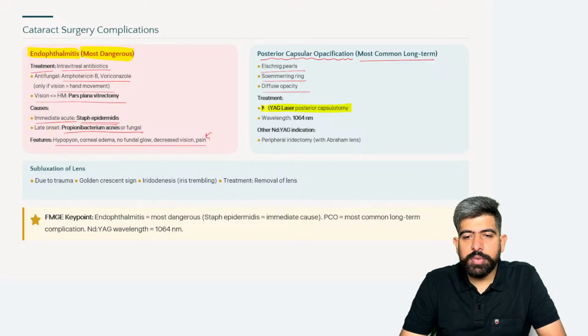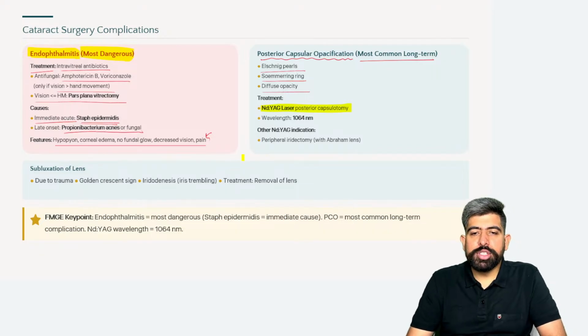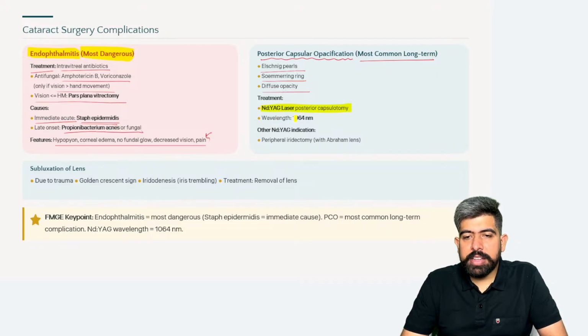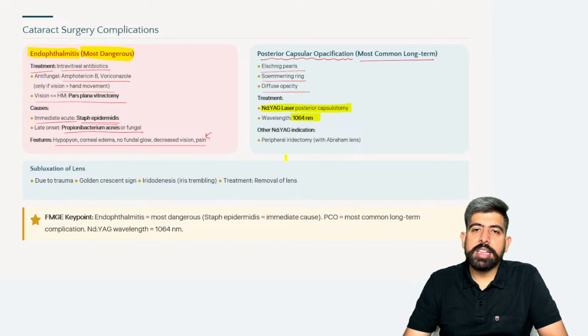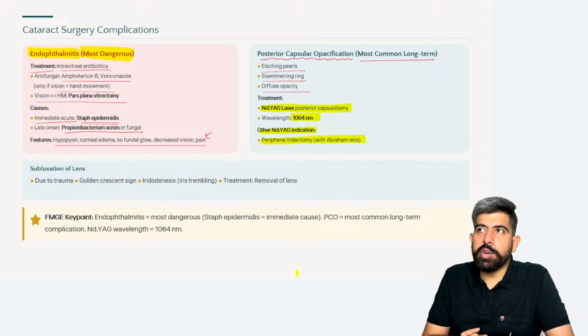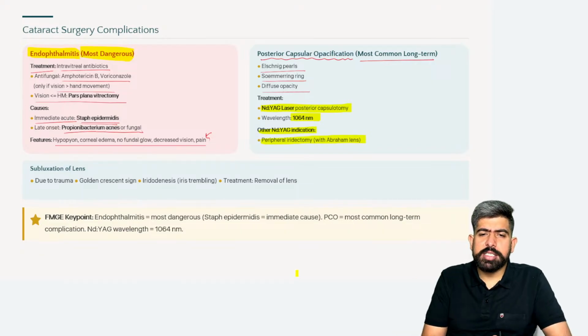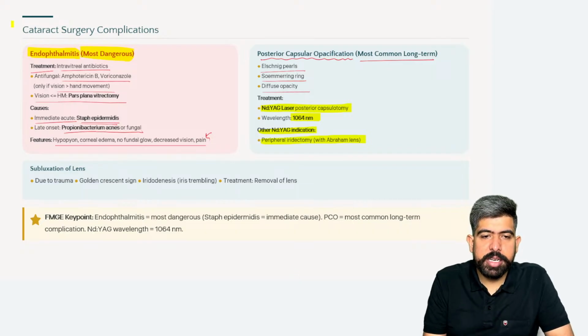With the Nd:YAG laser we will do posterior capsulotomy. The Nd:YAG laser has a wavelength of 1064 nm. The other Nd:YAG indication is peripheral iridotomy, which we do with the Abraham lens, that is, whenever we put a lens into the anterior chamber. Prophylactically, we do this peripheral iridotomy with the Nd:YAG laser.